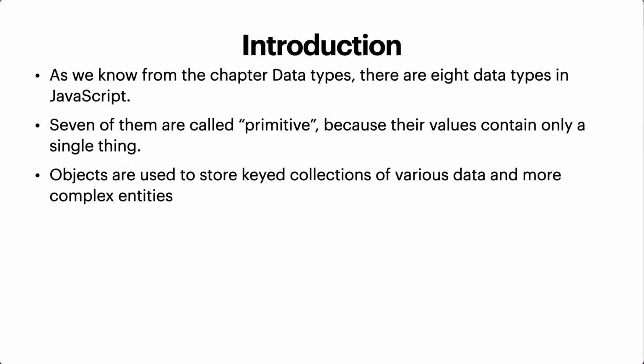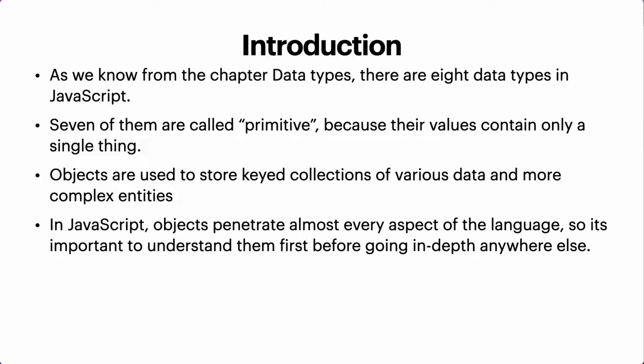Objects are used to store keyed collections of various data and more complex entities. So unlike the primitive data types, objects are more complex, and their data basically consists of all of those data types that we already learned. So it can have data like a string, booleans, numbers, and all that.